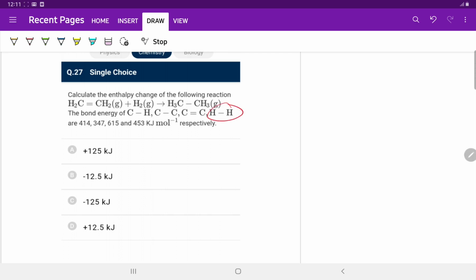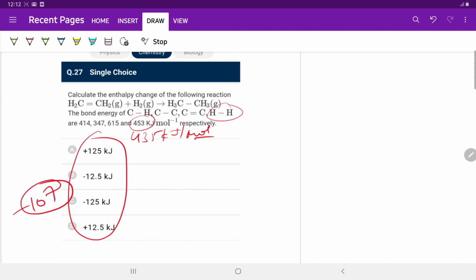The bond energy of H-H bond is 453. This is wrong. It is 435 kilojoule per mole. If we use 453, then we get the answer minus 107. If we use 435, then we will get the answer which is available in these options.